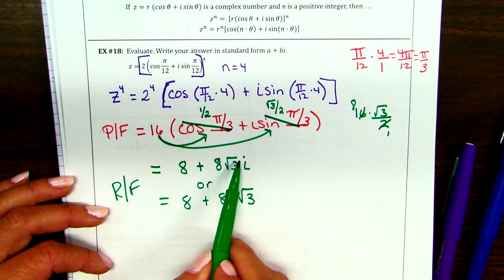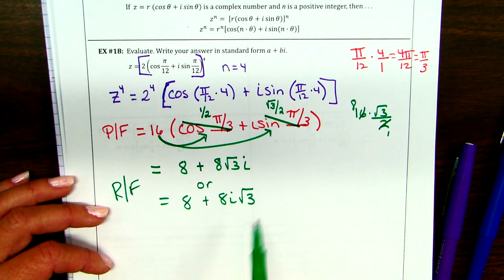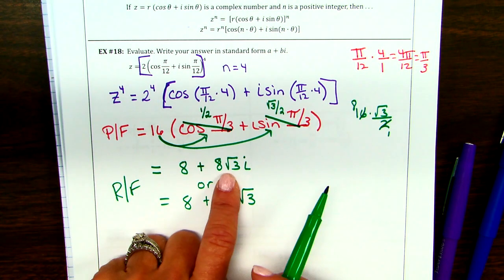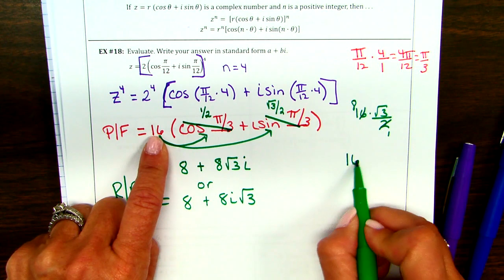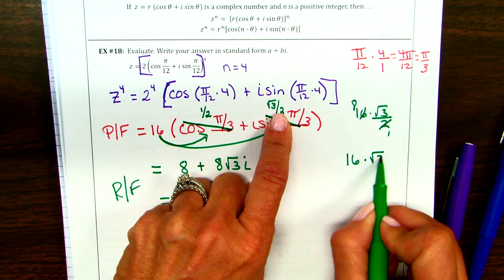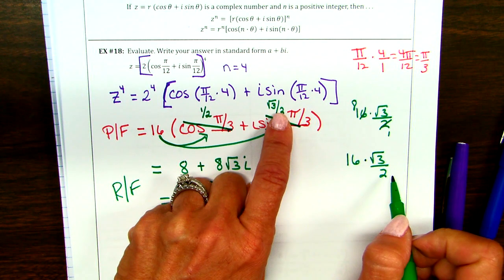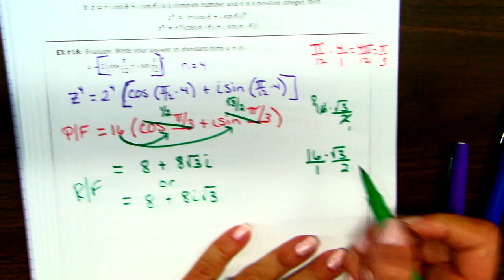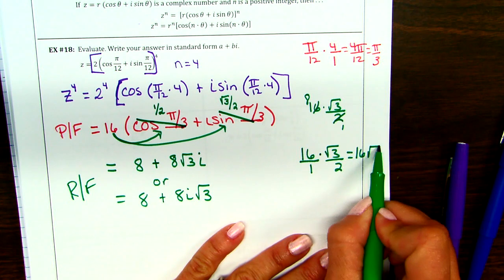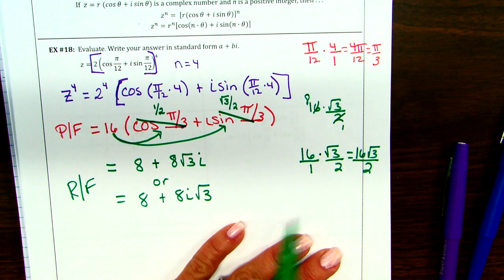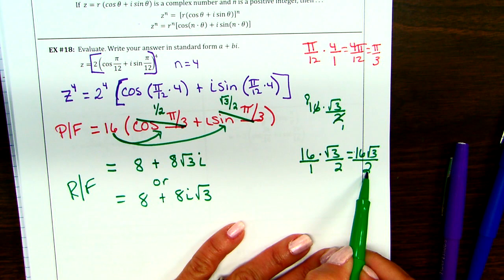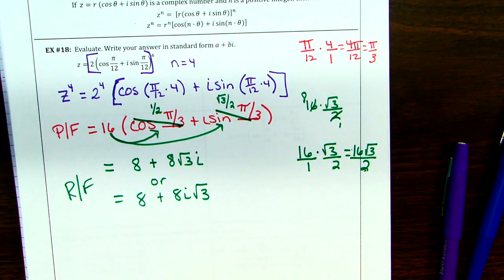Just make sure, as I said yesterday, the roof does not go over the i. The i is on the outside. Yes, and how I got this? Okay, so I'm doing 16 times square root of 3 over 2. Does that part make sense? Okay, so when you multiply fractions, you can just go straight across. And 16 over 2 is 8. Okay. Anybody else? No?